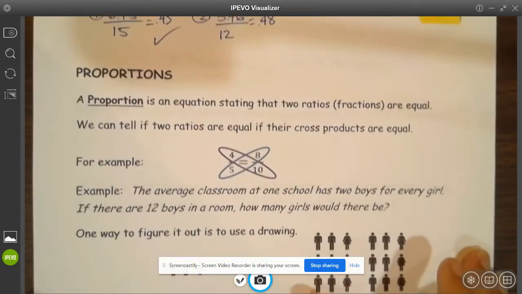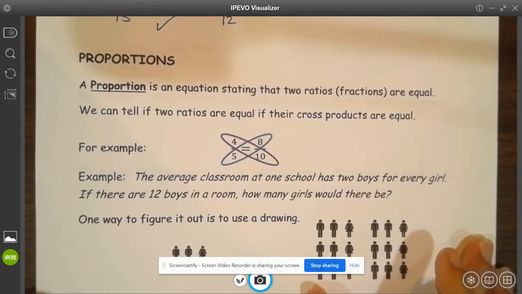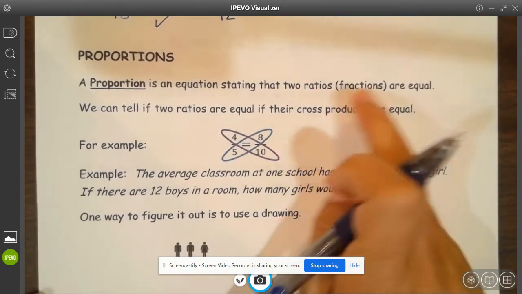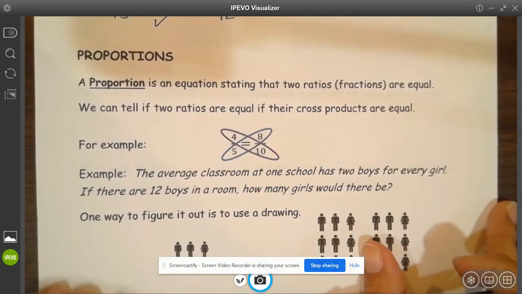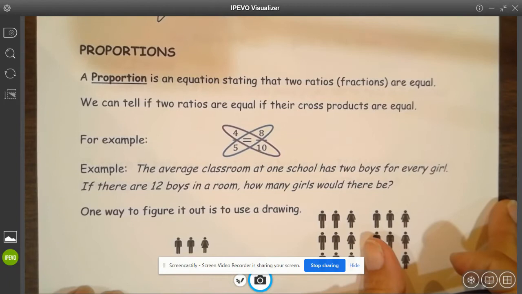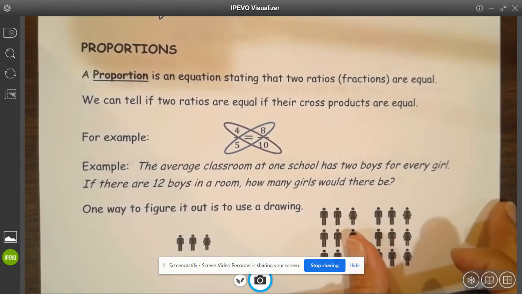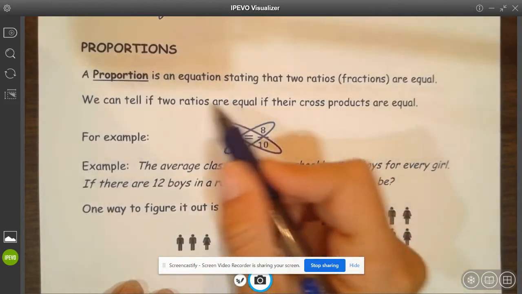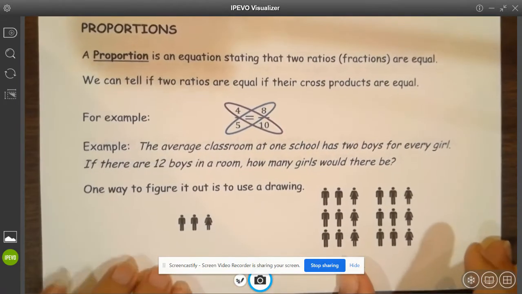All right, a proportion. A proportion is an equation stating that two ratios, fractions, are equal. Remember, fractions and ratios are the same thing. We can tell if two ratios are equal if their cross products are equal. So remember that butterfly method? We're going to do that.